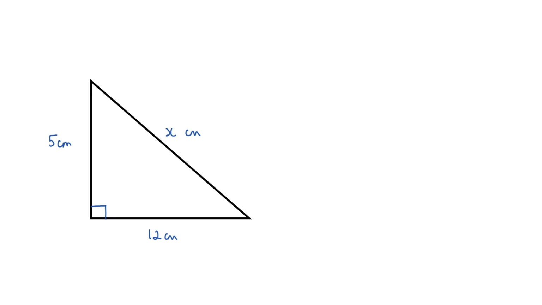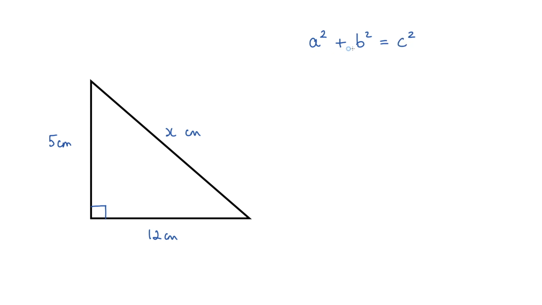In this video, I'm just going to very quickly show you how to use Pythagoras' theorem. So I've got a right angle triangle here. We've got lengths of 5, 12, and x. And Pythagoras' theorem states that a squared plus b squared equals c squared.